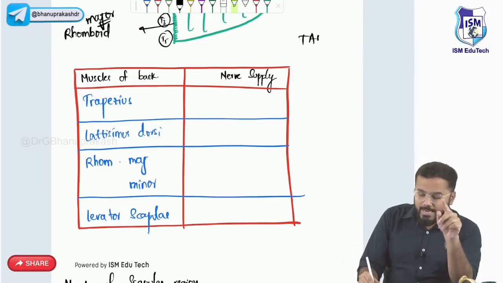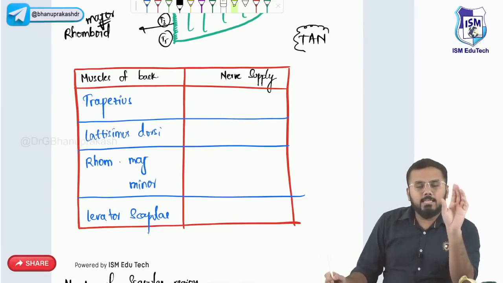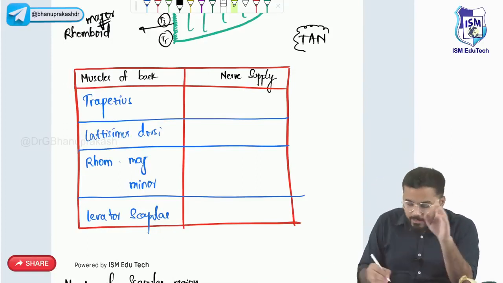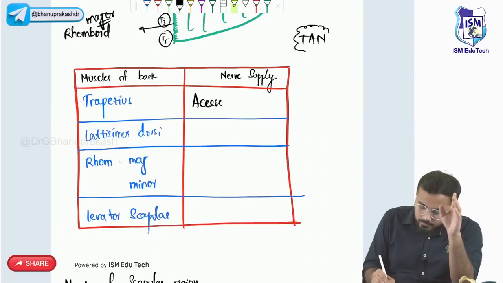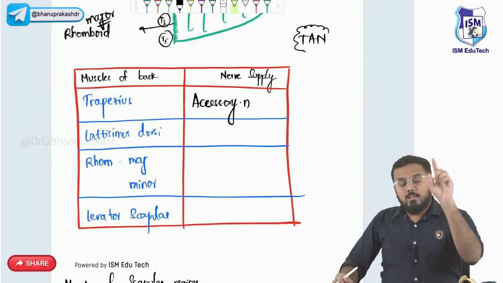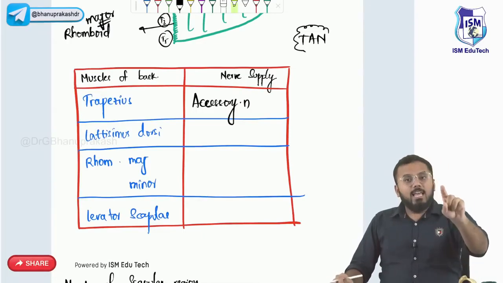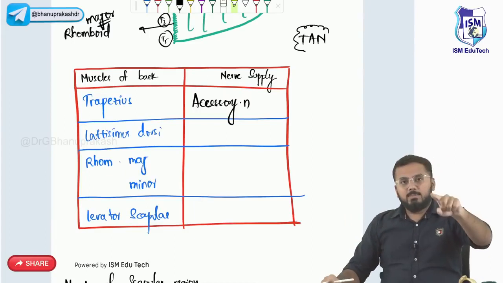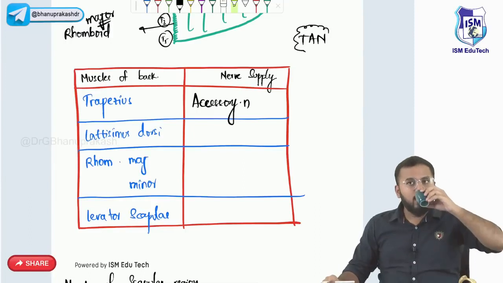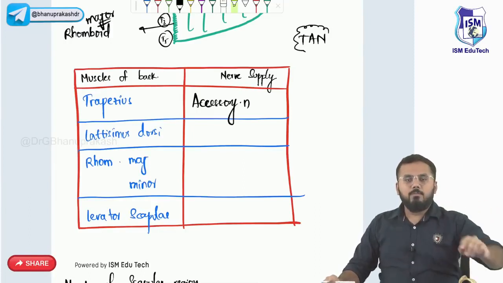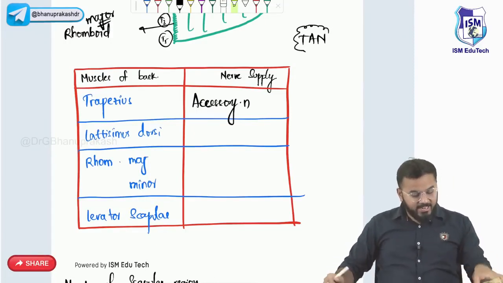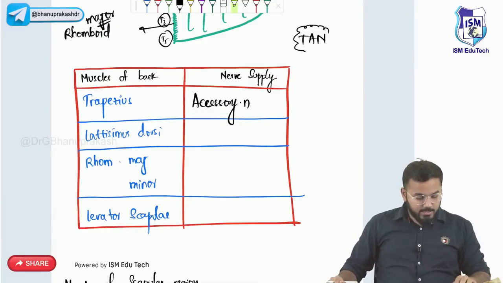Simply remember as TAN. What is TAN? T stands for trapezius. What do A and N stand for? A stands for accessory. N stands for nerve. Accessory nerve. What accessory? Spinal accessory nerve. If there is a problem with the spinal accessory nerve, what will be the defect? I have explained this in yesterday's class. What will be the defect if there is a problem with the spinal accessory nerve? Yeah? If you have watched my lecture yesterday again and again for revision, you might have answered it.